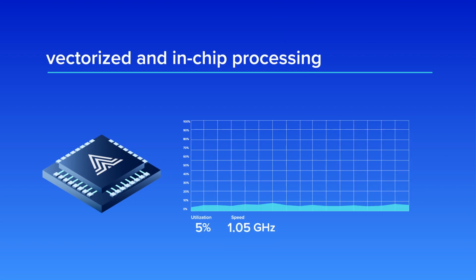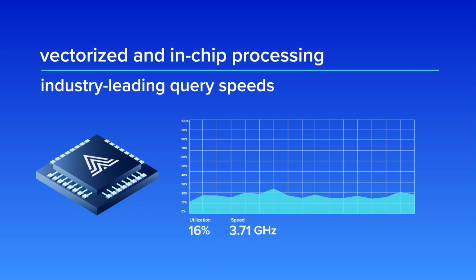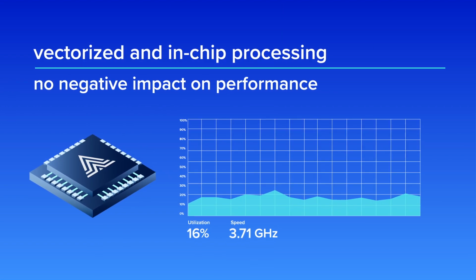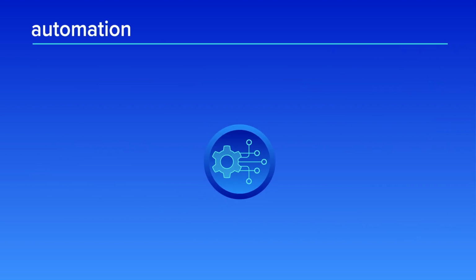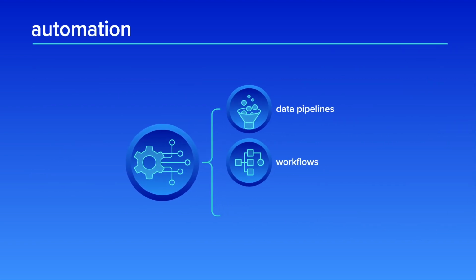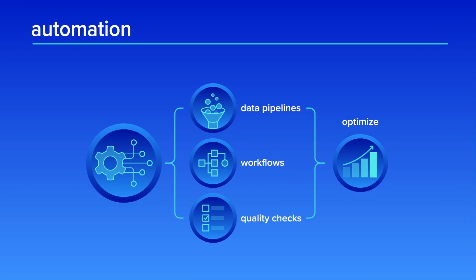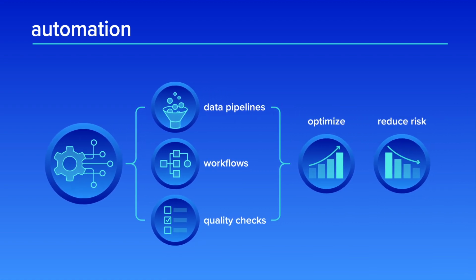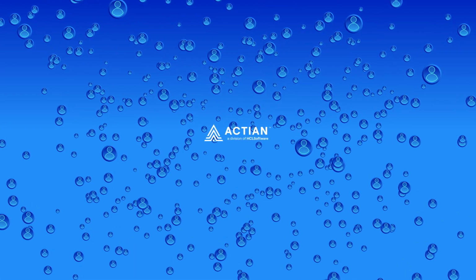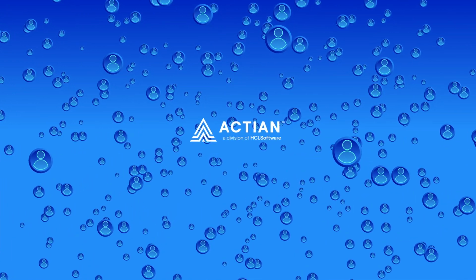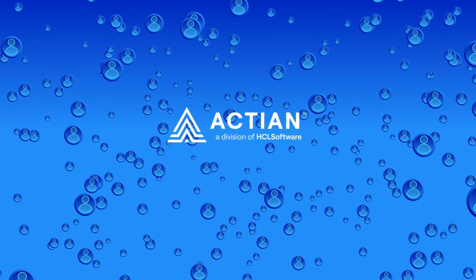Vectorized and in-chip processing provides industry-leading query speeds without negatively impacting performance. Additionally, you can automate data pipelines, workflows, and quality checks to optimize your operations and reduce compliance risks. Actian's technology is trusted by tens of thousands of customers, from growing startups to industry leaders.